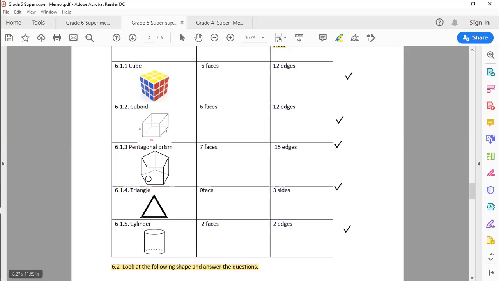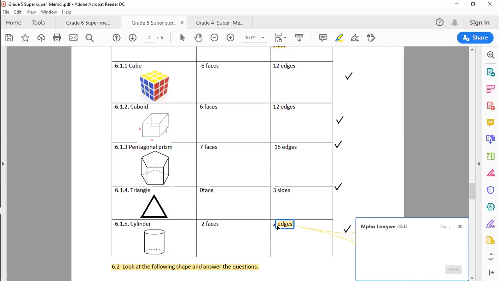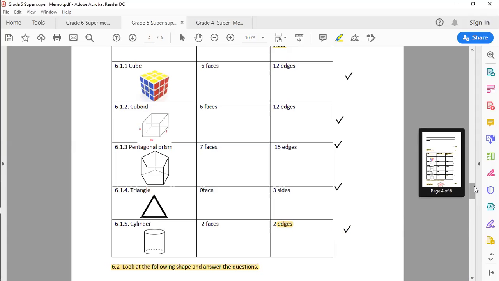1, 2, 3. How many faces? This is supposed to be 0, guys. Sorry about this. This is supposed to be 0. There are no edges here. It's supposed to be 0. Then you're done.